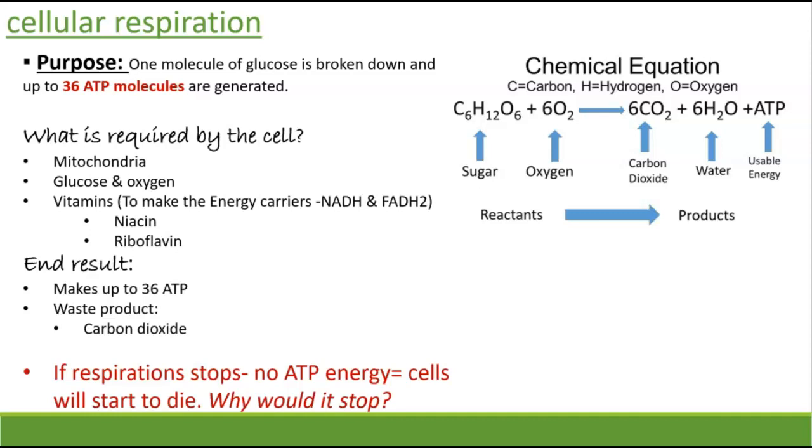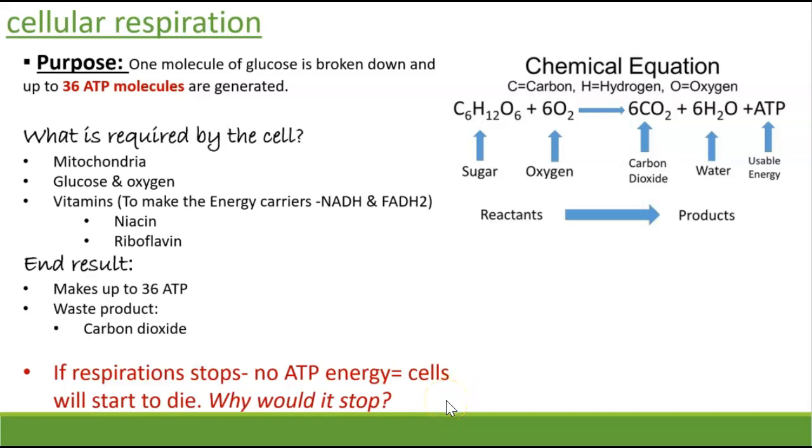But why would cell respiration stop and not be able to run? Well, if you're missing any of the reactants, so take a look at the chemical equation here. If you're missing enough sugars or the proteins or the fats that can feed into this reaction, or if you're missing oxygen, that's a critical component for aerobic cellular respiration. So if you're missing oxygen, this can't happen. Those are two reasons that cell respiration could not occur.